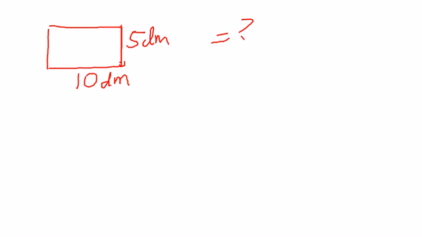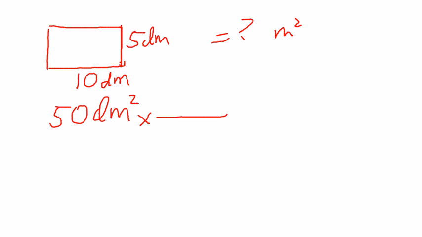Let's say you have a rectangle, and let's say that's 10, and let's say this is 5 decimeters. And what you want to know is what's the area in not decimeters squared, but meters squared. Well, the area in decimeters squared is 5 times 10, length times width, 50 decimeters squared. And you want to know what the area in meters squared is.